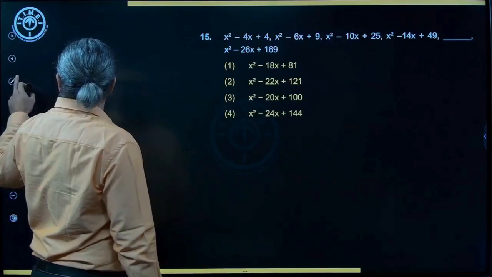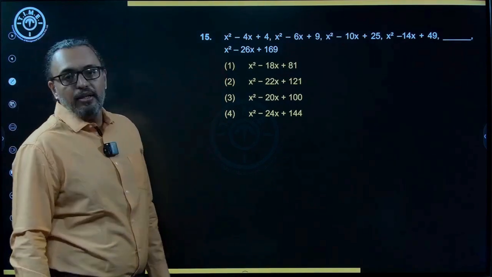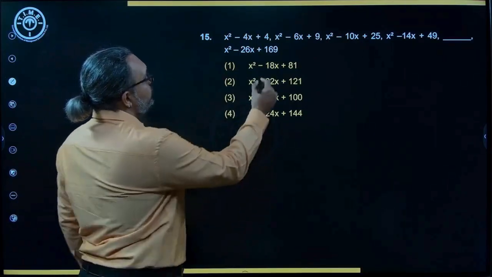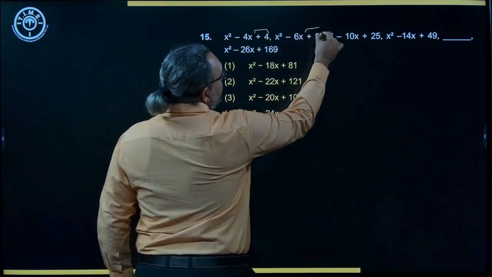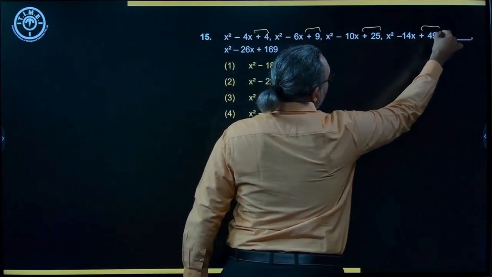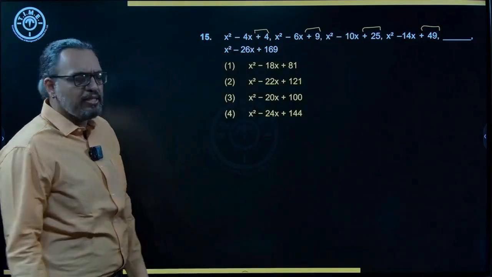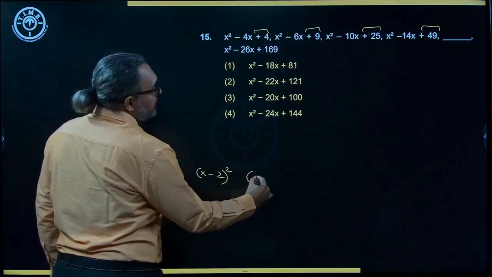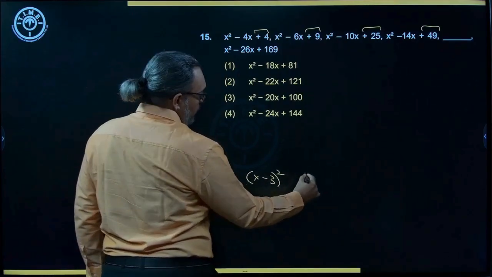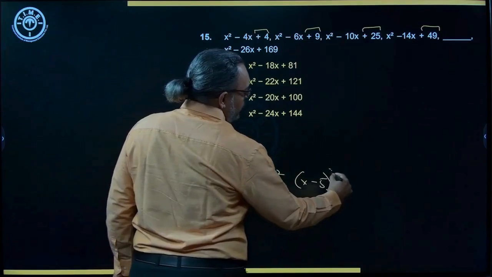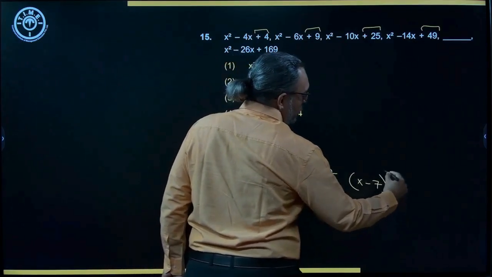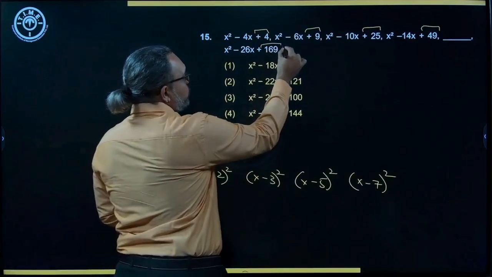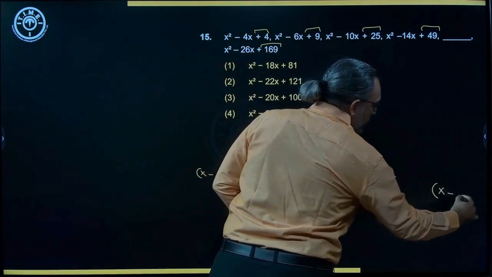Then next one. Now check here. We have x square minus 4x plus 4. So if you observe carefully, you have a 4, then 9, 25, 49, correct? So can I say they are all squares? So basically this is nothing but x minus 2 whole square. The next is x minus 3 whole square. The next is x minus 5 whole square. The next is x minus 7 whole square, correct? And then you have 169, that is also a square, which is nothing but x minus 13 whole square.